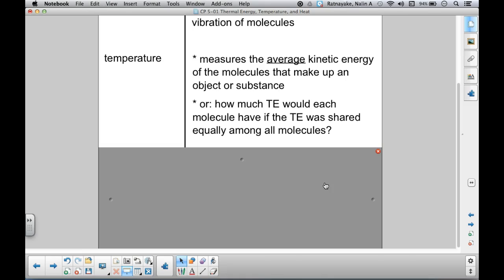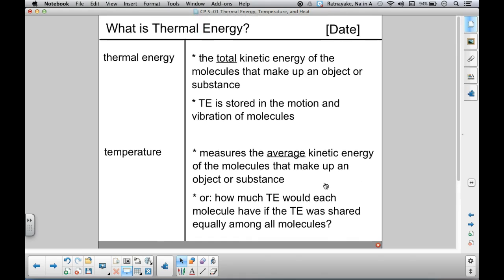So here's a definition of temperature that is slightly different. It measures the average kinetic energy of the molecules that make up an object or substance. Notice the difference. Up here, thermal energy was measuring the total kinetic energy of all those molecules. Temperature is measuring the average kinetic energy of the molecules.